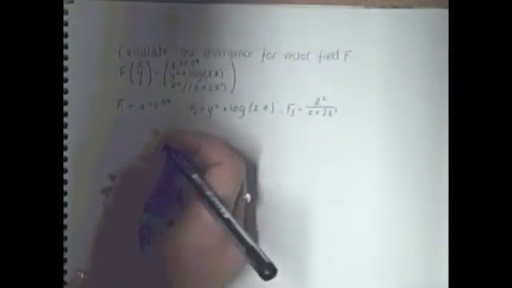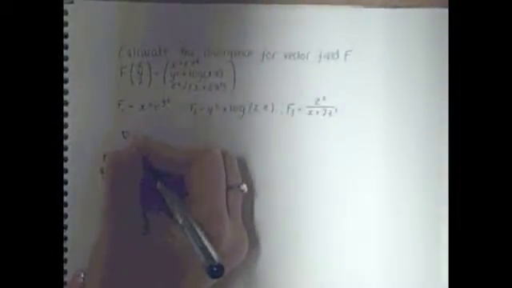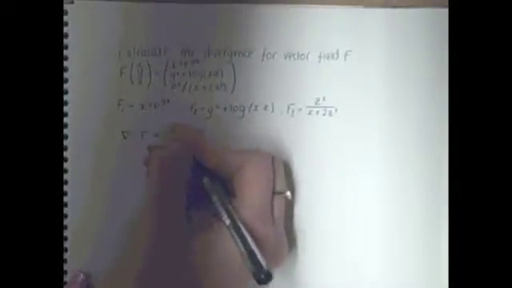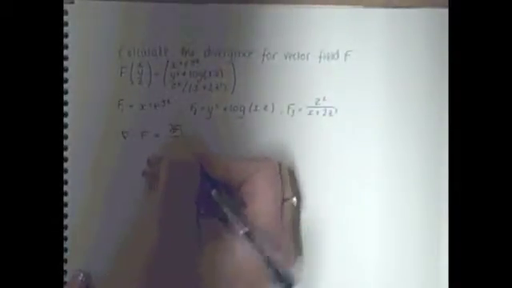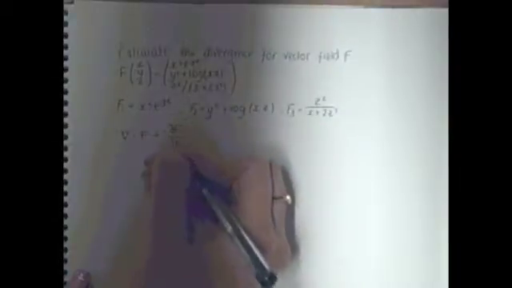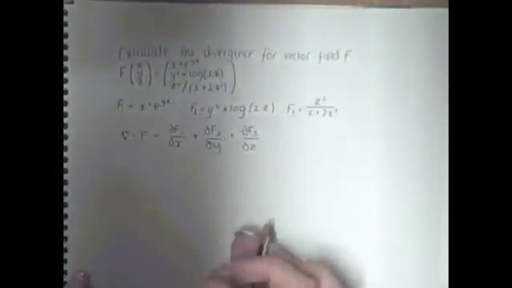So the first thing we need to do is just write out what the divergence of f is, which is the partial differential of f1 with respect to x plus the partial differential of f2 with respect to y, and then finally f3 with respect to z. So we require these three partial derivatives.